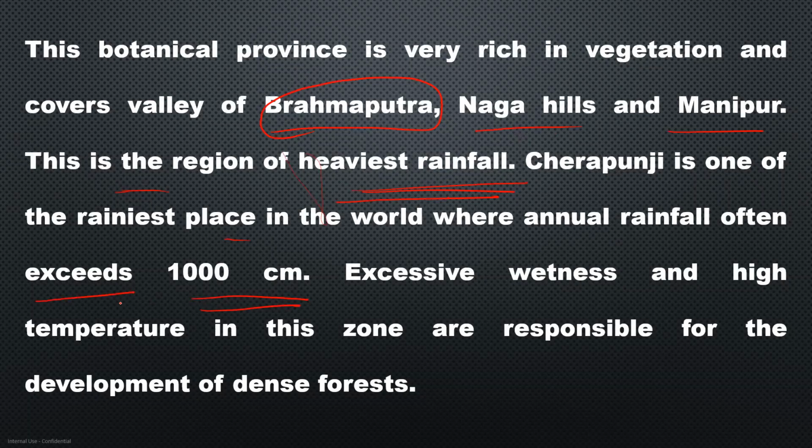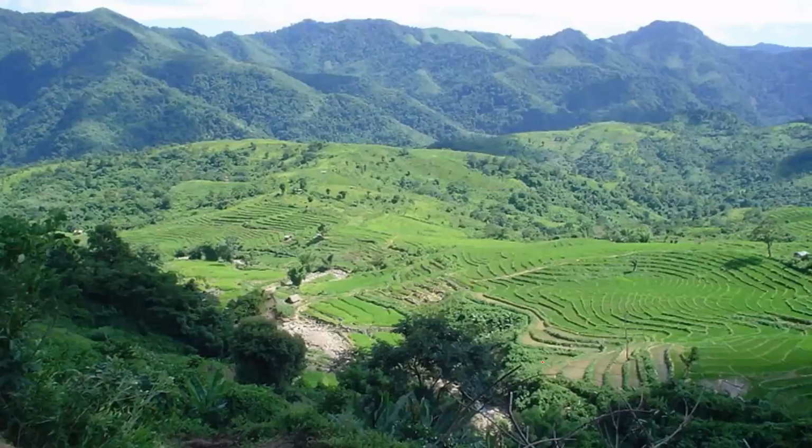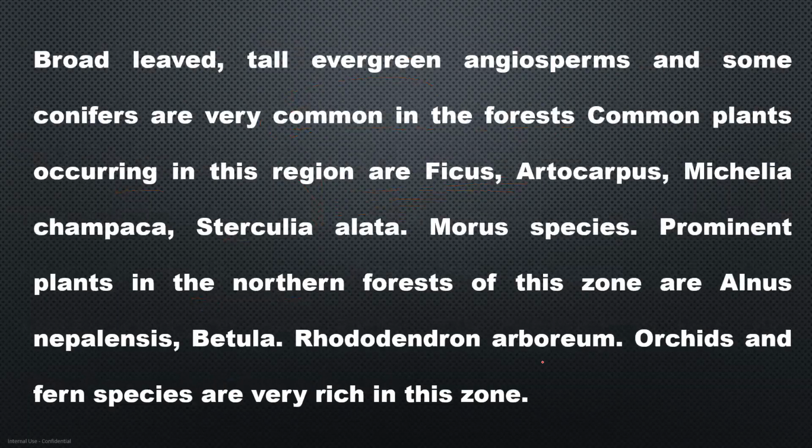It exceeds 1000 centimeters. Okay, excessive wetness and high temperature in the zone are responsible for the development of dense forest. Right? See how beautiful it looks, the lush green vegetation there. Broad-leaved tall evergreen angiosperms and some conifers are very common in the forest. Common plants occurring in this region are Ficus, Artocarpus, Michelia champaca, Sterculia, Alata, Morus. Okay, these are some of the very important plants. Please remember the names along with their correct spelling.